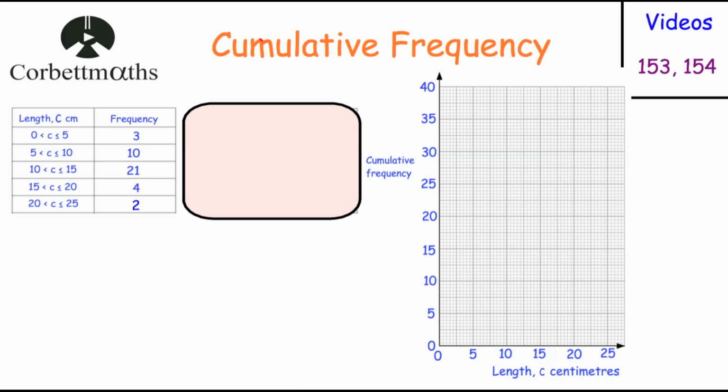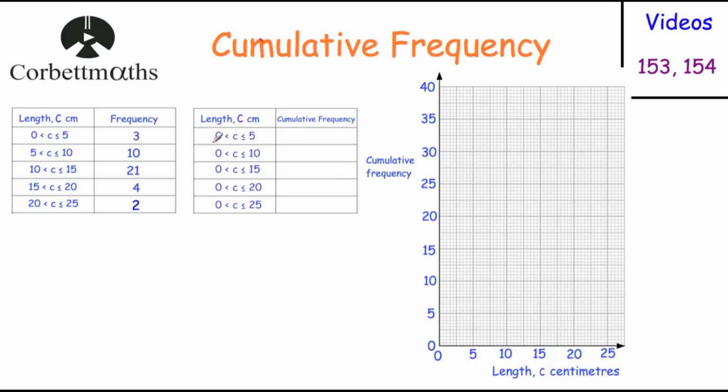Sometimes we're asked to complete a cumulative frequency table. So it looks something like this. We've got the length, but this time instead of going 0 to 5 and 5 to 10, it goes 0 to 5, 0 to 10, 0 to 15, 0 to 20, and 0 to 25. And we may be asked to fill in the cumulative frequencies. So that's the running total.